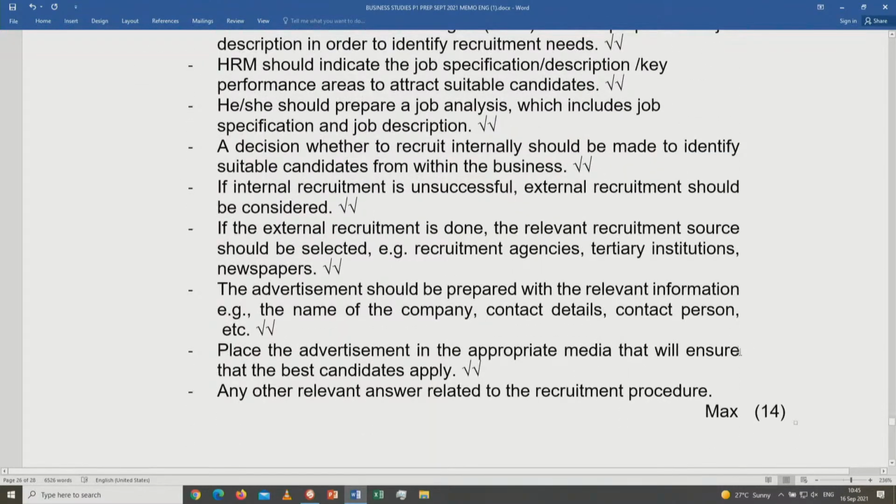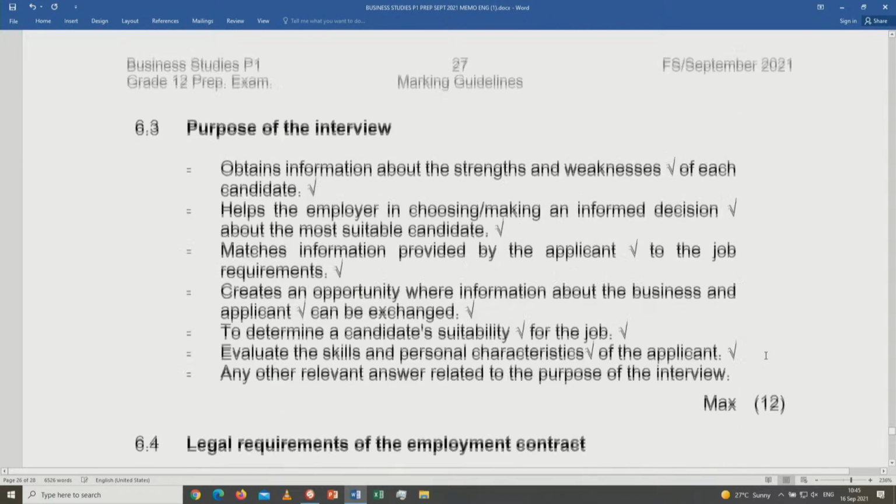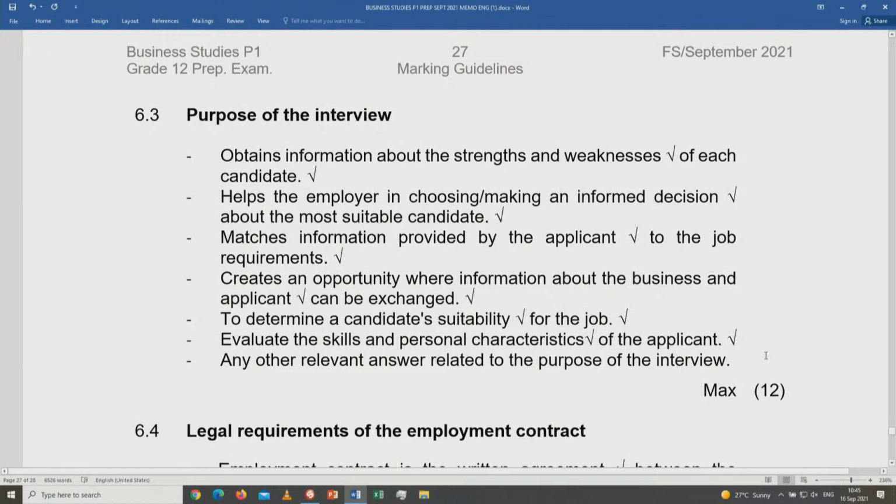There's also room to accommodate any other relevant answer related to recruitment procedure, depending on the source that you are using. The purpose of the interview. Explain the purpose of the interview, is to obtain information about the strengths and weaknesses of each candidate. It's 2 marks, but remember it's split marking because of the verb explain.